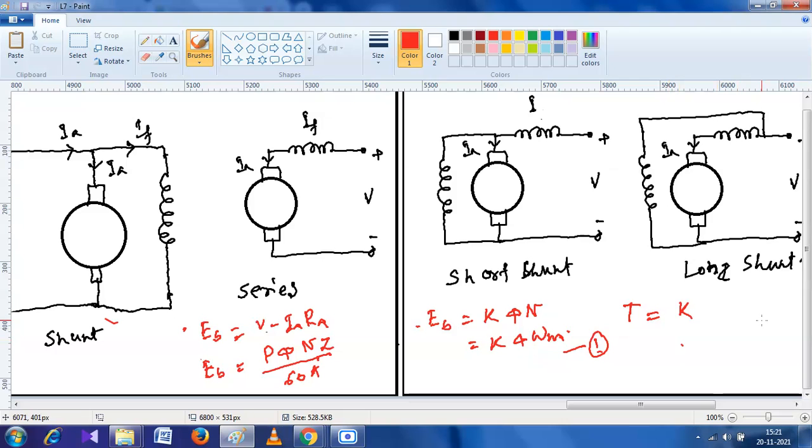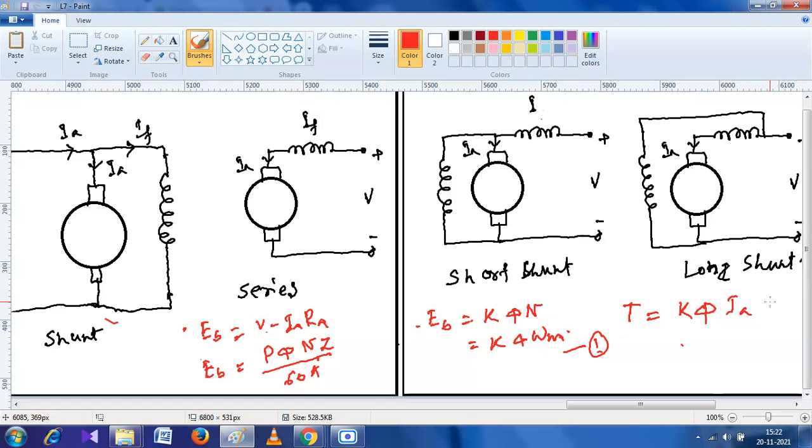And what is the torque equation for DC motor? Torque is equal to constant into flux into what? Into Ia. Yes, Ia into Z. No, nothing else. Torque is proportional to flux and armature current. When we equate it, we can write T is equal to K phi into Ia.